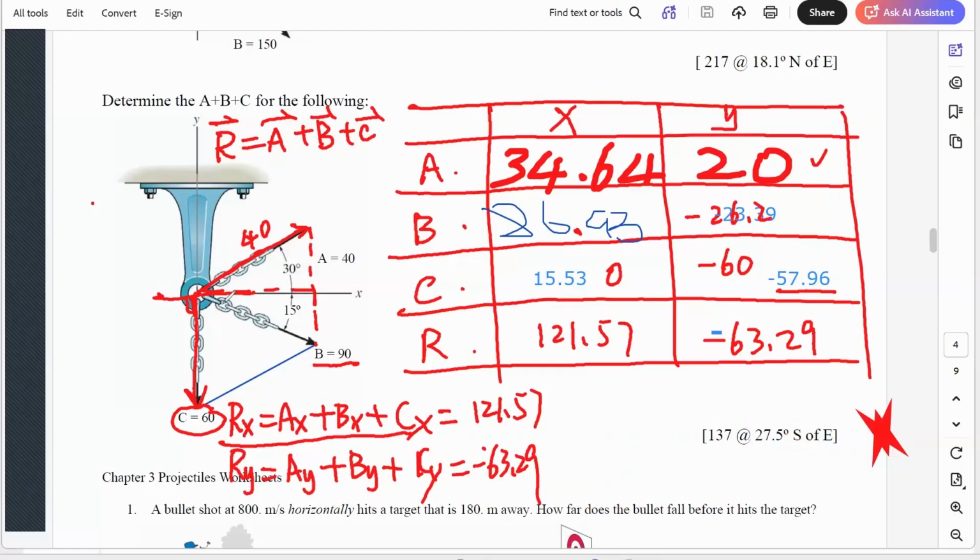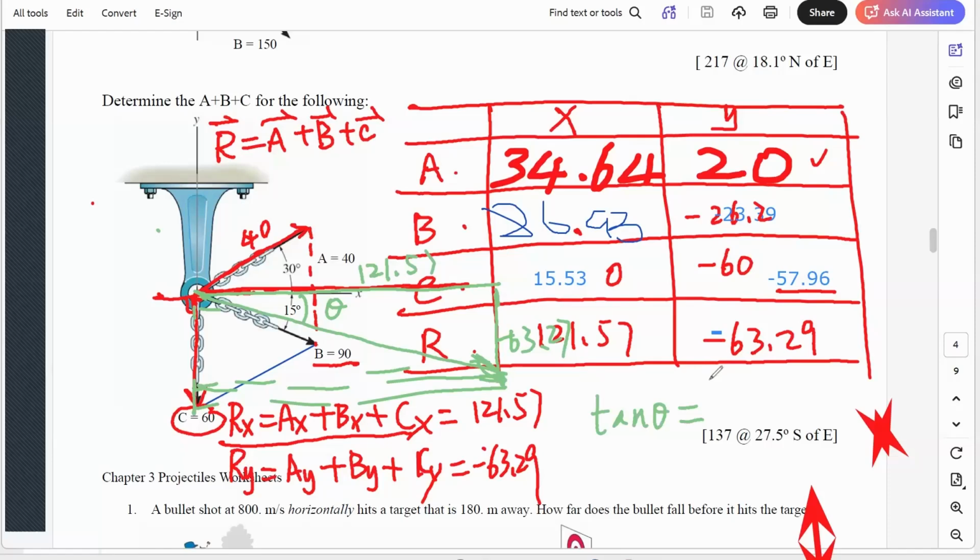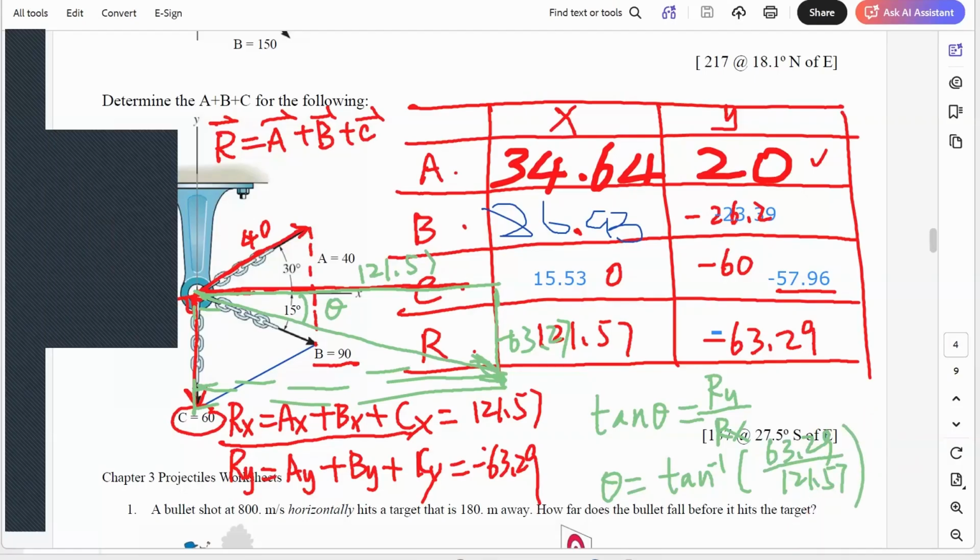Then what's the resultant? So if you draw, theoretically going this way, X, right? So go this way. Do you agree? Yes. So this is 121.57, and then this is going down, negative 63.29. Right? Now you need to find this angle. You use tangent theta equals RY over RX, right? So theta will be arctangent of 63.29 divided by 121.57.